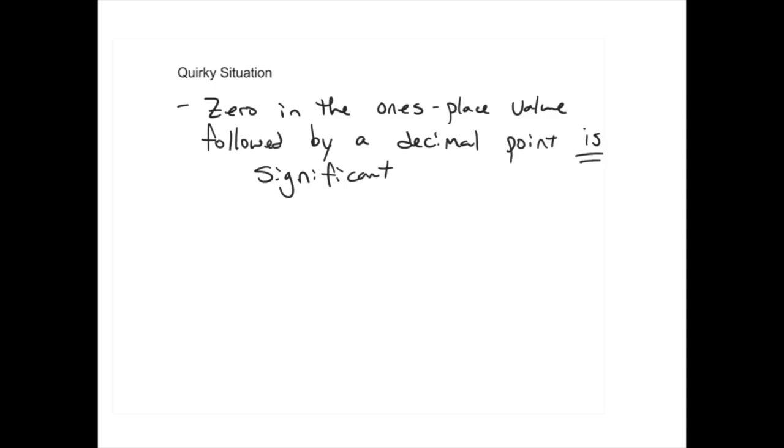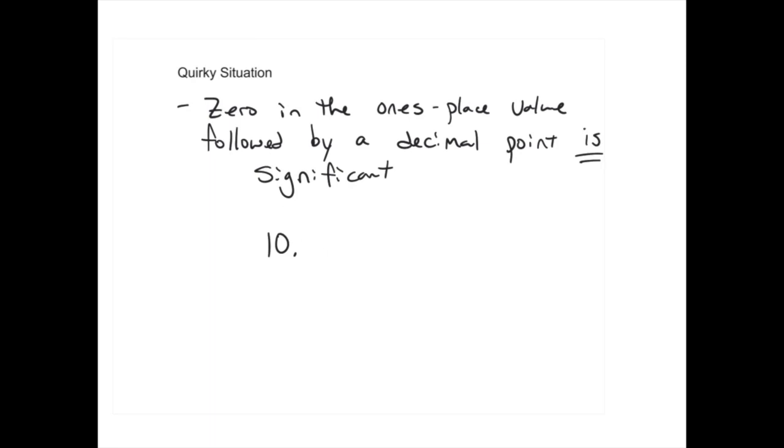Now there's one quirky situation that I want to talk to you about when it comes to significant figures. If you ever come across a number with a 0 in the ones place value, you have to take a close look at what is right behind it. Because a 0 in the ones place value followed by a decimal point is significant. 10 point. Now you've been told your entire life that when you report a number with a decimal point, you always follow it up with a 0. But we don't do that in chemistry.